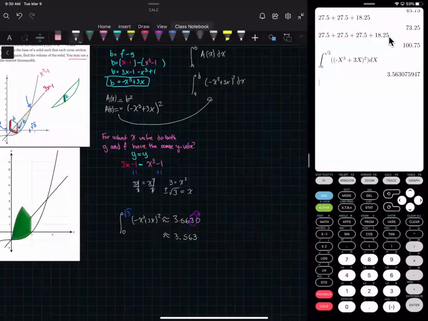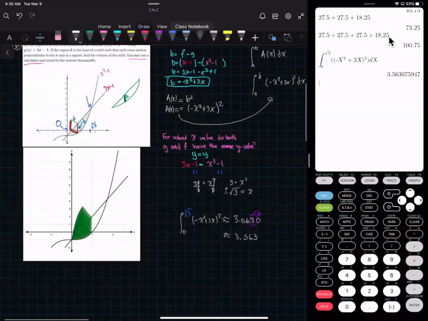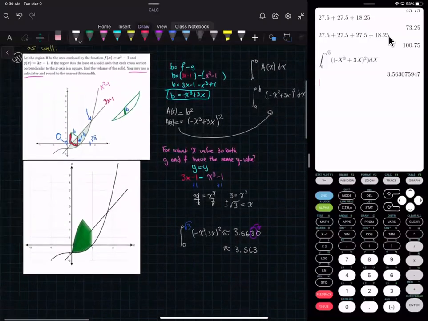Is there anyone who doesn't understand how to use the calculator or doesn't understand something from the problem? In theory, this should be a little bit easier, but it can get hard if you're not understanding what we're doing. So please ask me questions.